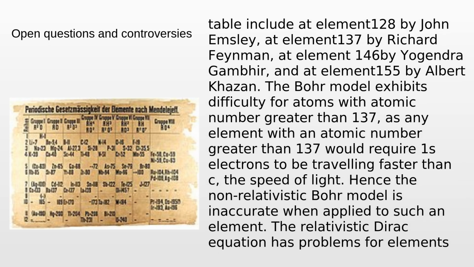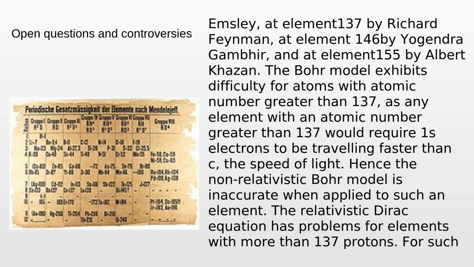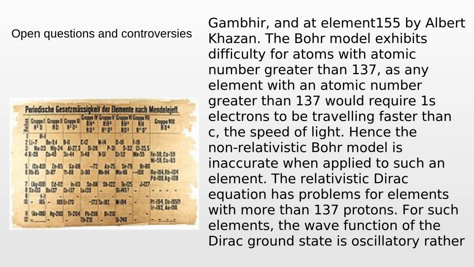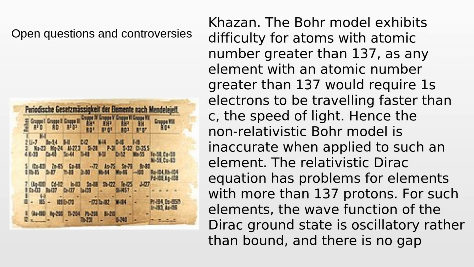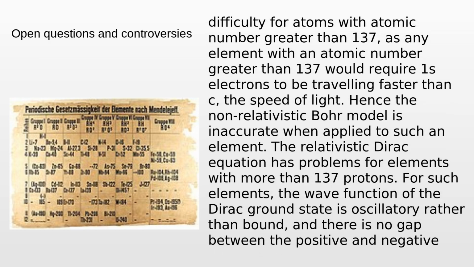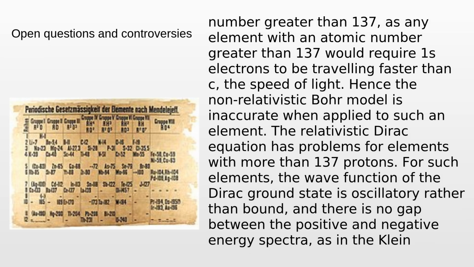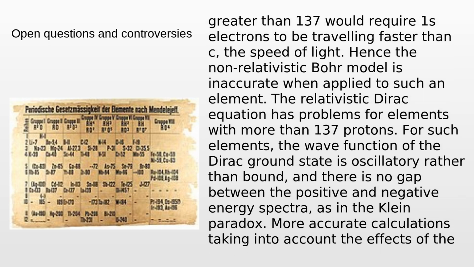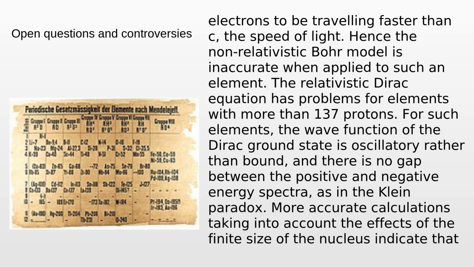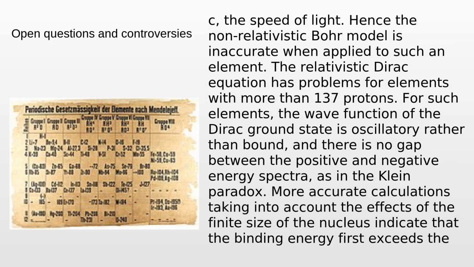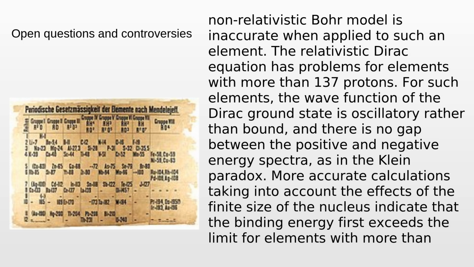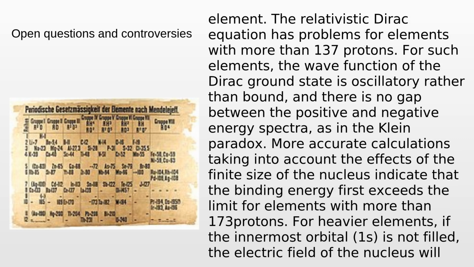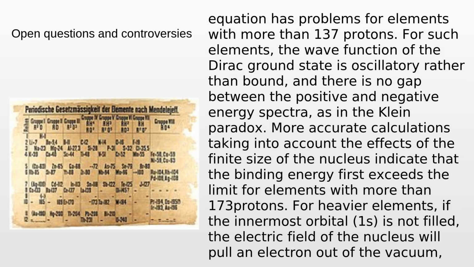Other predictions of an end to the periodic table include at element 128 by John Emsley, at element 137 by Richard Feynman, at element 146 by Yogendra Gambhir, and at element 155 by Albert Khazan. The Bohr model exhibits difficulty for atoms with atomic number greater than 137, as any element with an atomic number greater than 137 would require 1s electrons to be traveling faster than c, the speed of light. Hence, the non-relativistic Bohr model is inaccurate when applied to such an element.